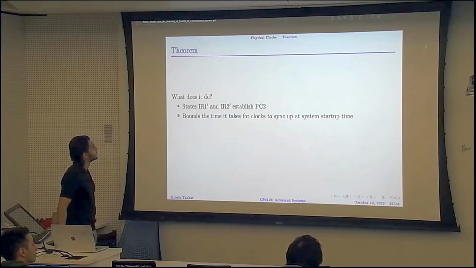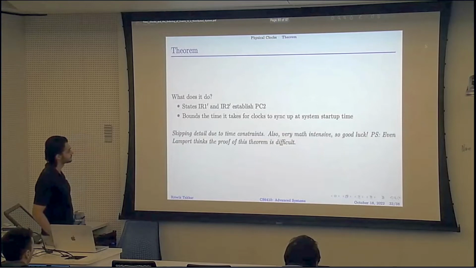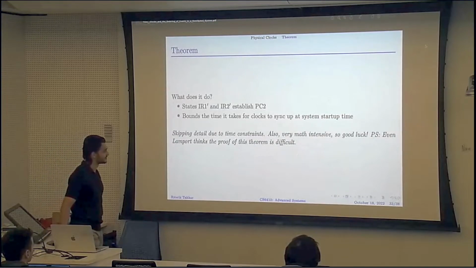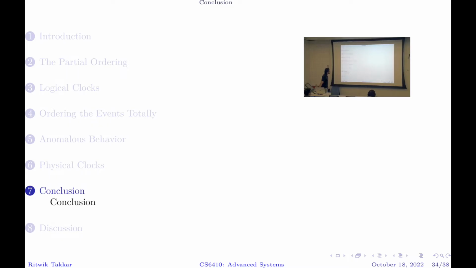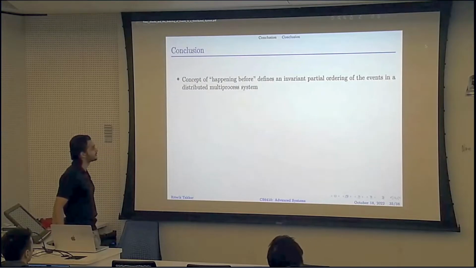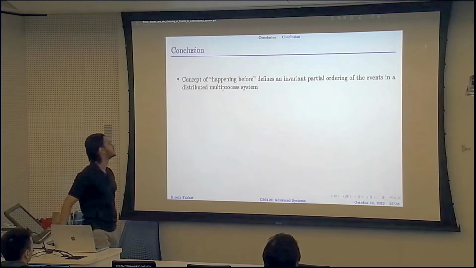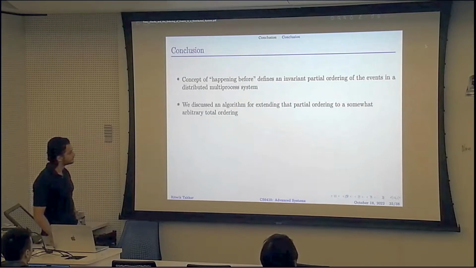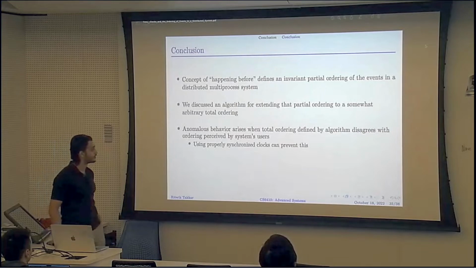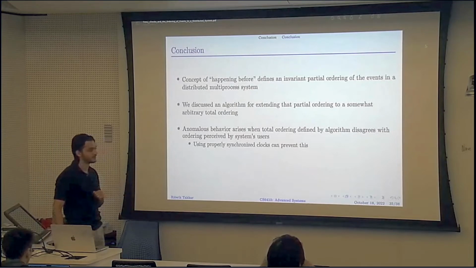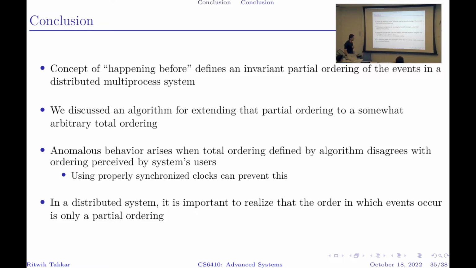There's a theorem. What it does is that it states IR1 and IR2 specialized versions to establish PC2. Again, I'm going to skip the detail because it's very math intensive. And Lamport also thinks the proof is difficult. So with that, we can conclude. The concept of happening before is defined as an invariant partial ordering. We discussed that 5-rule algorithm. We spoke about this anomalous behavior. Properly synchronized physical clocks can prevent this. Just know that the order in which events occur in a distributed, multiprocess system is only a partial ordering.